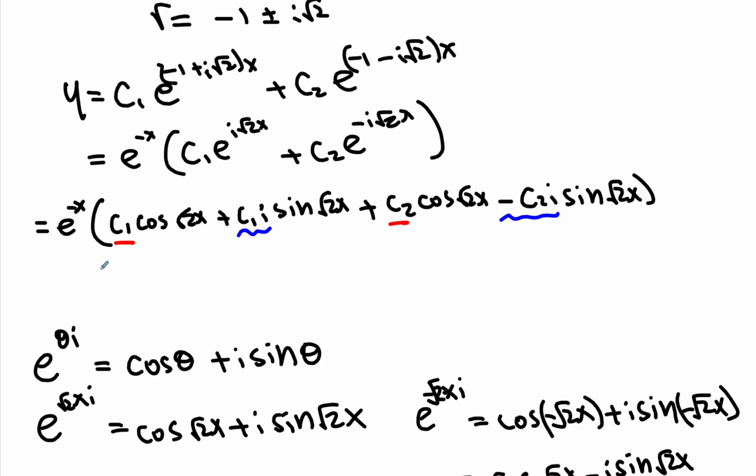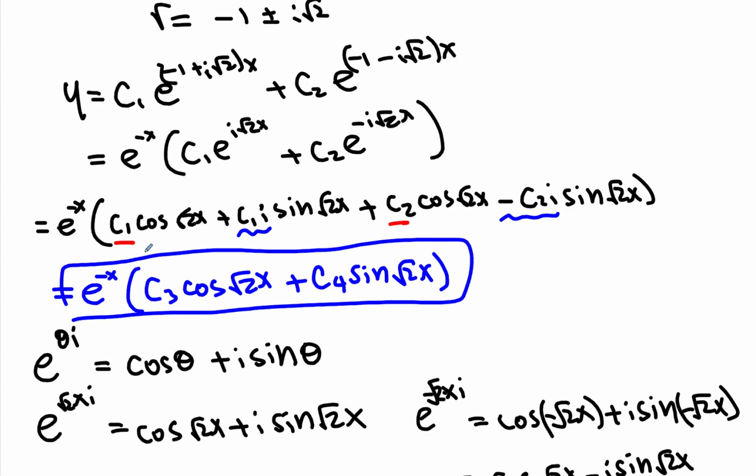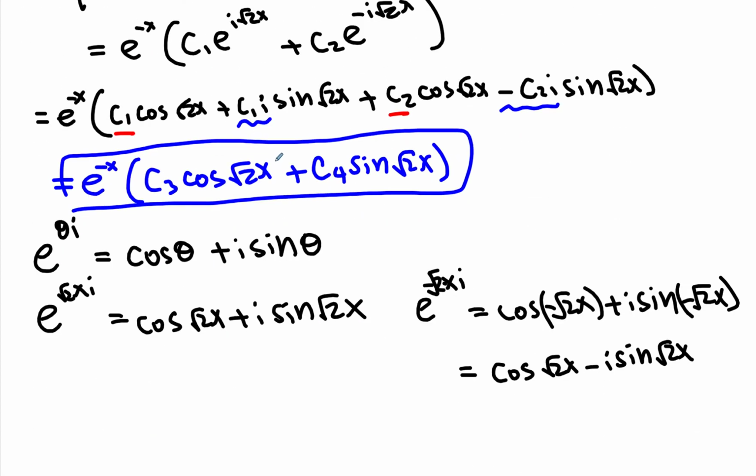So the way we can rewrite this one is e to the negative x. When I combine them together, I can rewrite it as c sub 3 cosine of radical 2x, and then plus c sub 4 sine of radical 2x, because I don't know what the number is. C in this case doesn't have to be real all the time. So that becomes my general solution for this function. Alrighty.